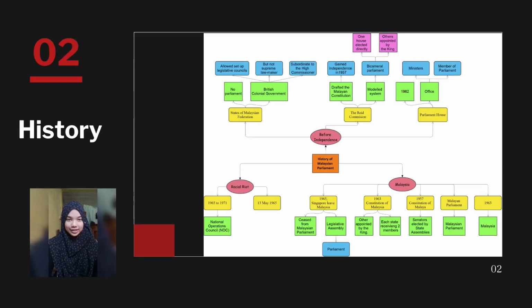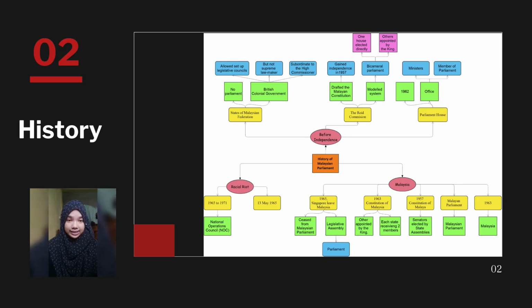Now, I will present about the history of Malaysian Parliament. Previously, before the independence, no state had their own parliament. Even though the British colonial government had allowed Malaya, Singapore, Sabah and Sarawak to set up their own legislative boards, they were not supreme lawmakers because they were still subordinate to the British High Commissioner.